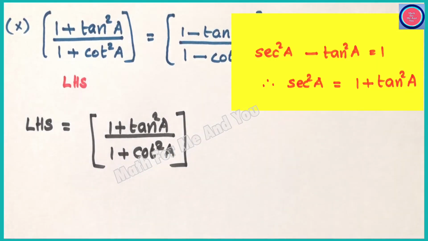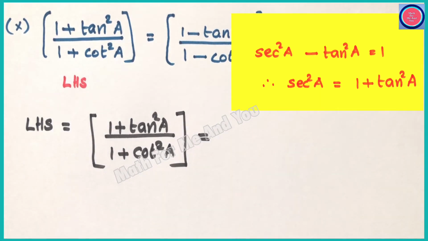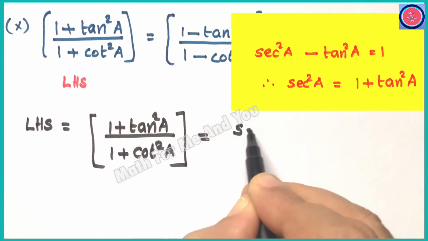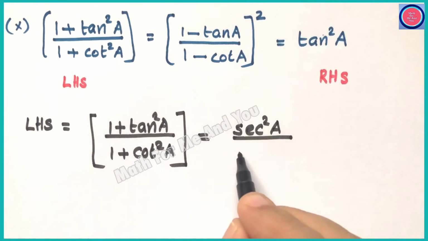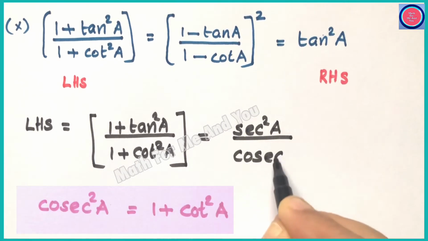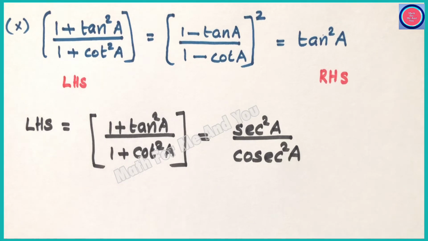Now use the identity sec square a minus tan square a equals 1. From here we can see what 1 plus tan square a is. This is equal to sec square a. So we can replace 1 plus tan square a with sec square a and use the identity 1 plus cot square a equals cosec square a for the denominator. So we get sec square a by cosec square a.